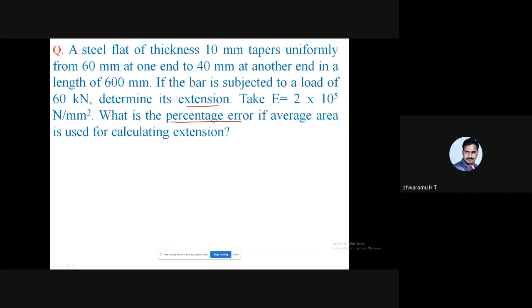Here given is a steel flat with thickness given, so we can take this as a rectangular cross section. It is varying from the bigger end to a smaller end, and its thickness is given. So the thickness is 10 millimeter.